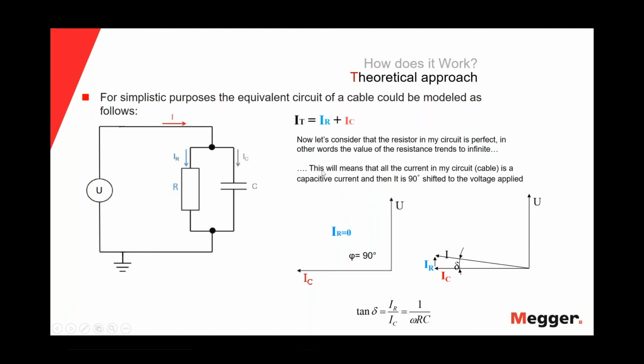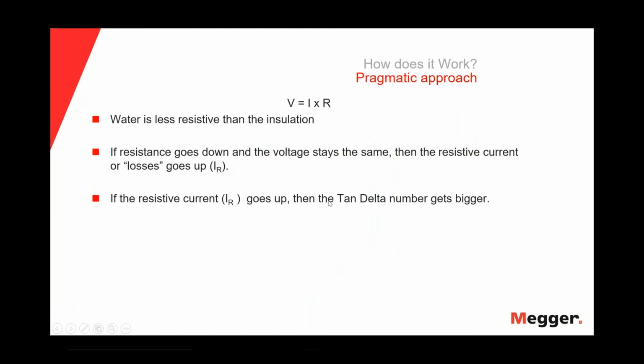There is another easy one, a pragmatic approach. If we consider the equation that the voltage is equal to the current multiplied by the resistance, and if we consider that the water is less resistive than the insulation, that means that the resistance will go down. If the resistance goes down and the voltage stays the same, then the resistive current or losses goes up.